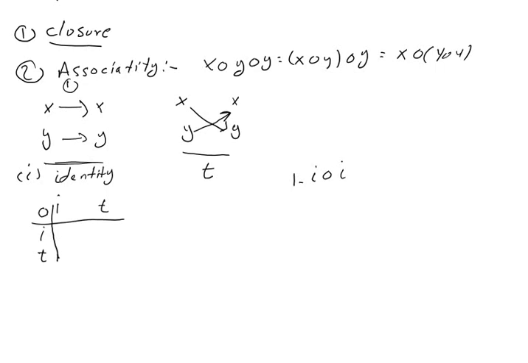Okay, X, Y. I is for identity. X and Y, this is no different, X and Y. It's identity, I. Okay, I composition of I. The answer is I, identity.